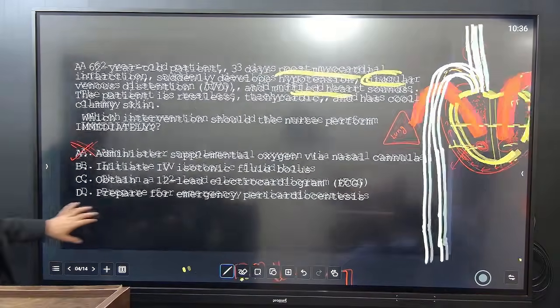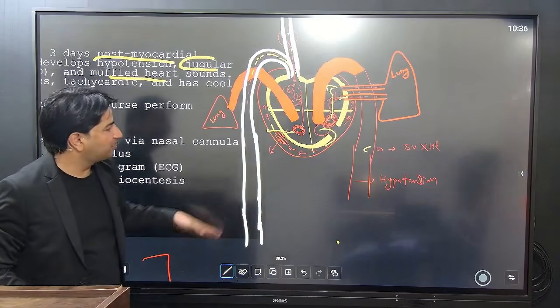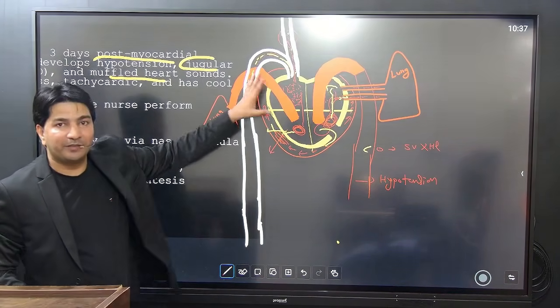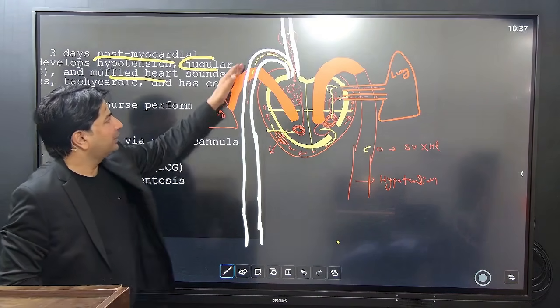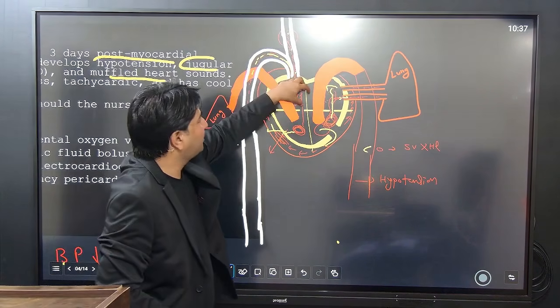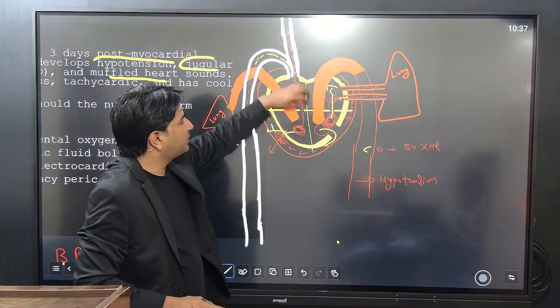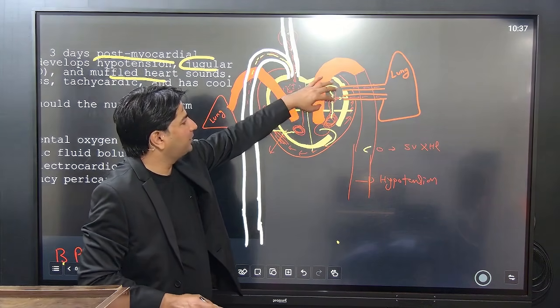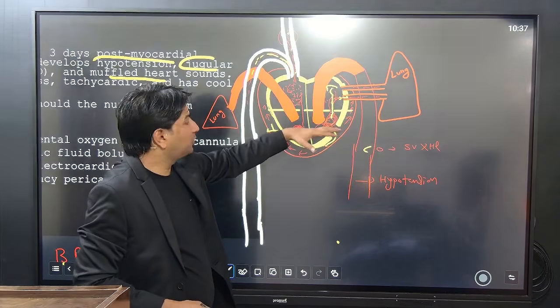Now look at this. Suppose you give the patient fluids. The fluids you give will come from here, right? From the inferior vena cava. If you give the patient a lot of fluid, it will travel through the inferior vena cava into the atrium. If the fluid enters the right atrium, it still can't get into the ventricle. Even if it reaches the right atrium, it won't go into the ventricle.